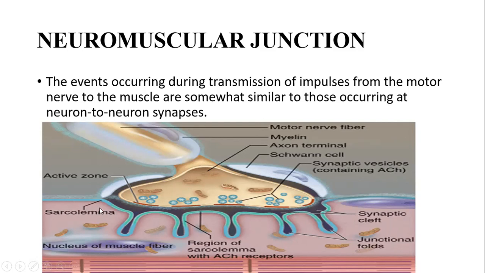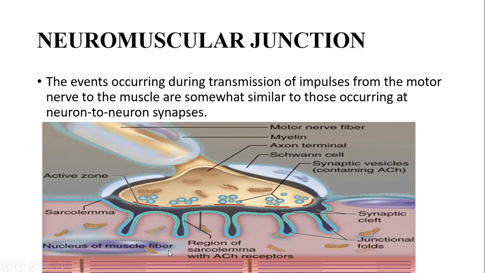Sarcolemma simply means the membrane, the cell membrane of a muscle cell. It has a distinct name, which is known as the sarcolemma, as you can see. Then we have this junction of folds, which will be more important because that's where charges will be flowing in when a muscle action potential is triggered. Then there's a nucleus of the muscle fiber there.